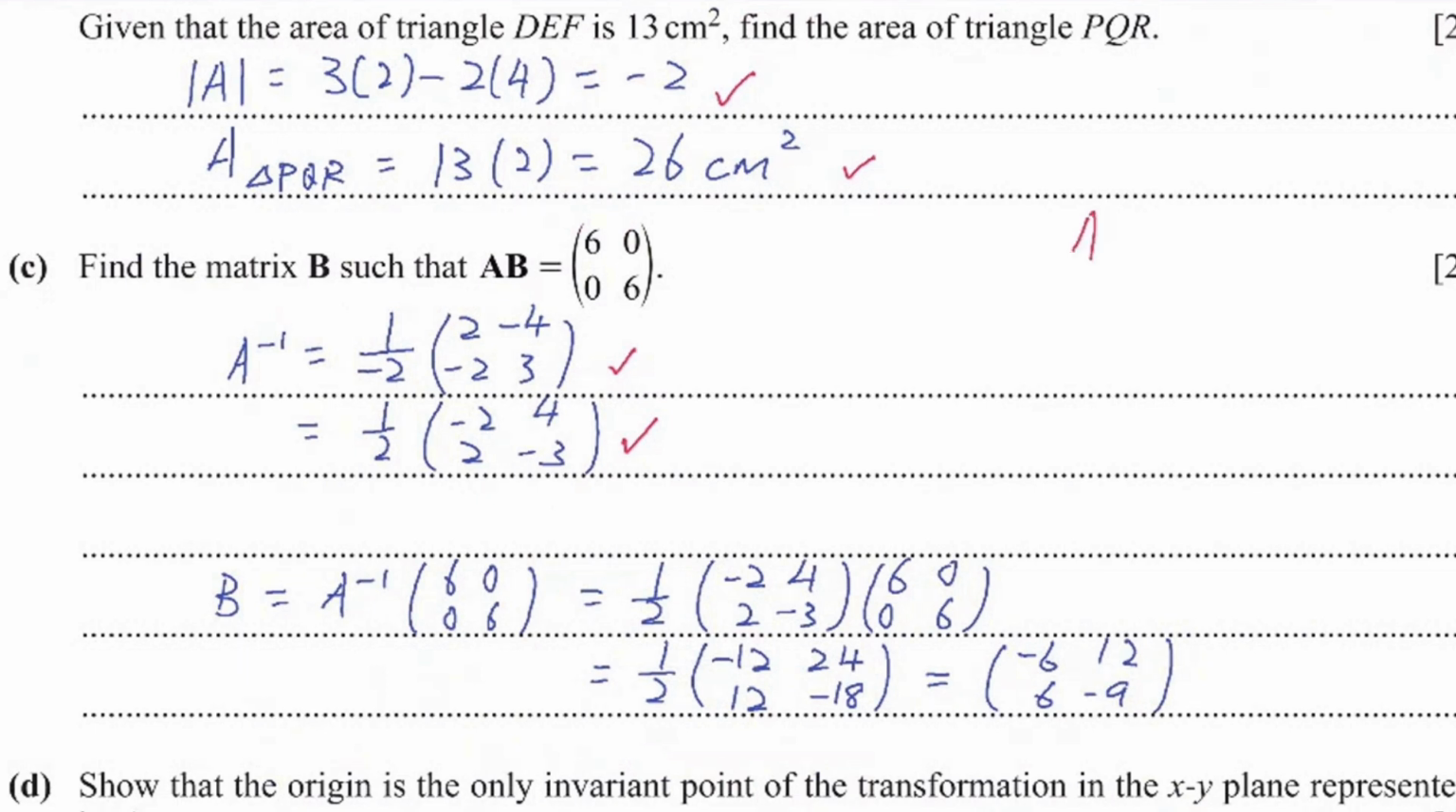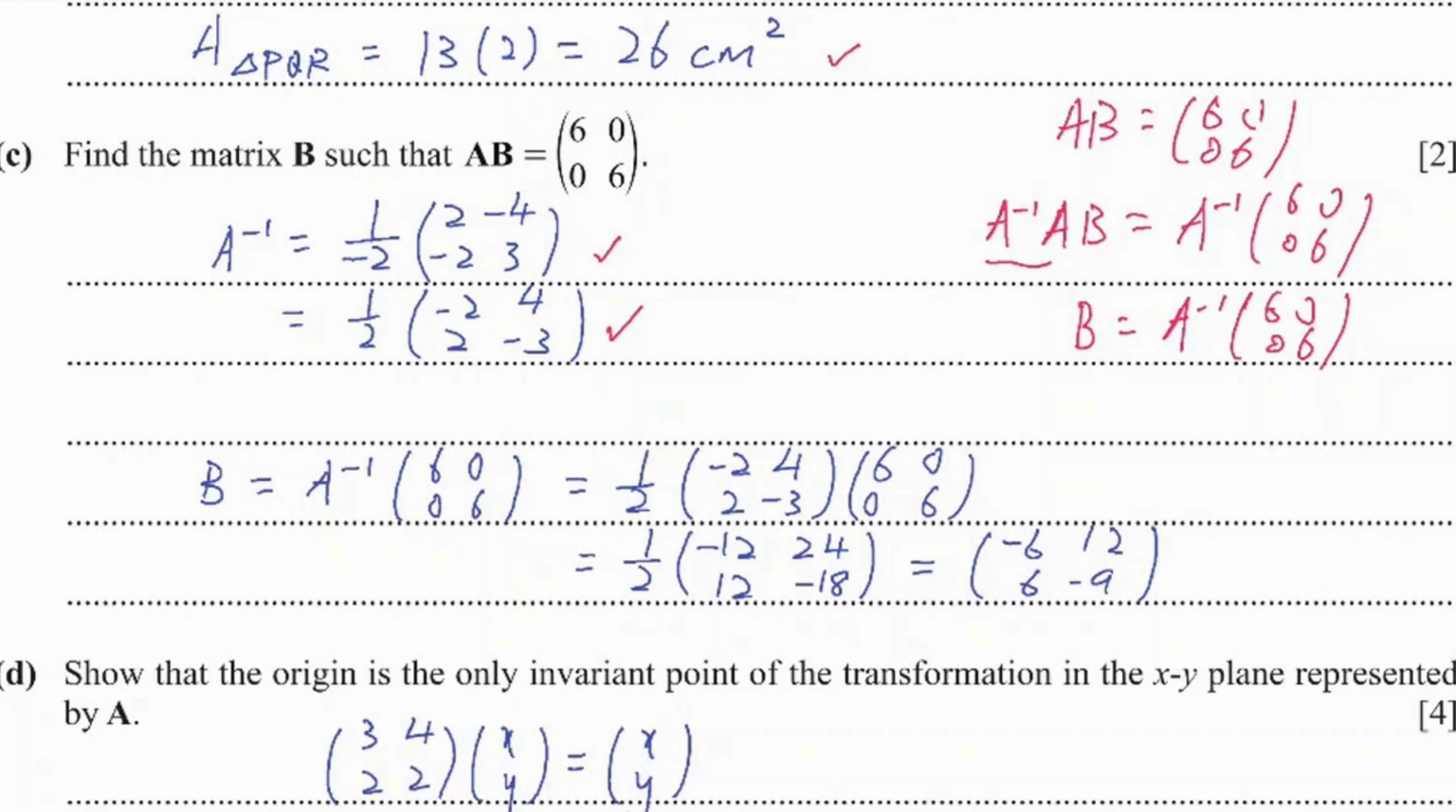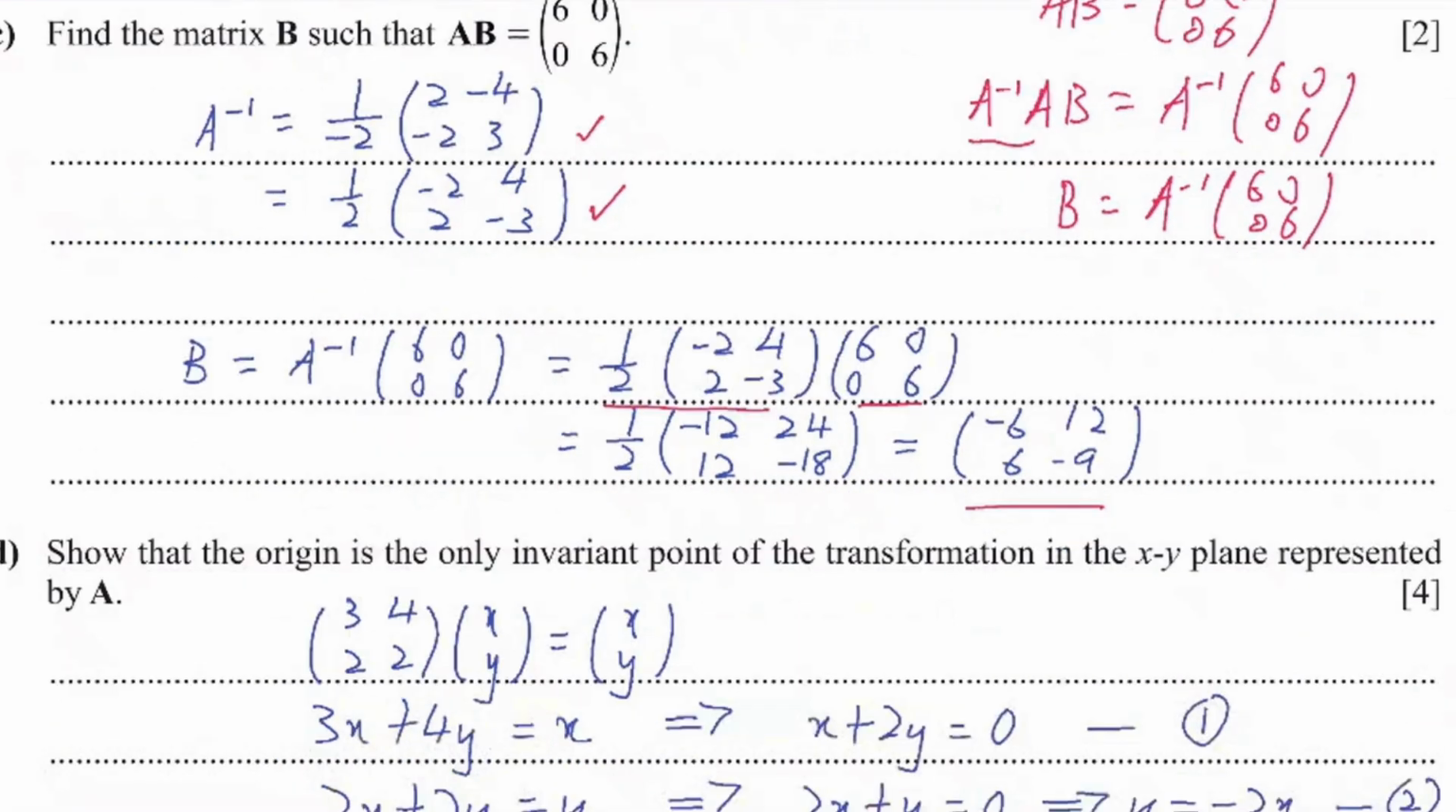Because if I've got AB equals 6 0 0 6, then to find B, we need to multiply the A inverse to both sides from the left, so that A inverse A becomes the identity times B. So we only have B, which equals A inverse times 6 0 0 6. So that's how we find B. With the A inverse, we multiply by the 6 0 0 6, and then we just evaluate the value, so that we get part C.